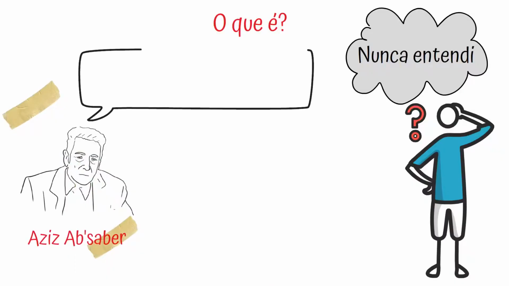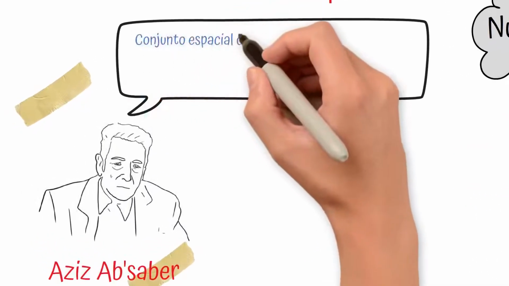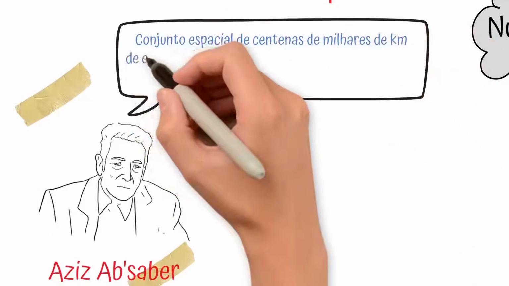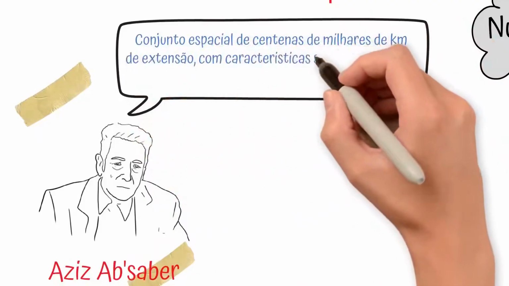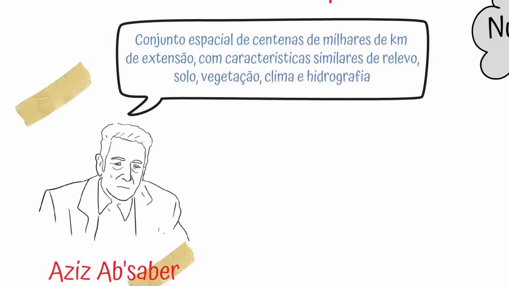So what is a morphoclimatic domain? Here, I'll give you a summarized and simplified definition, all right? It's a geographic area covering hundreds of thousands of square kilometers with similar characteristics in terms of relief, soil, vegetation, climate, and hydrography. Pretty straightforward, right?